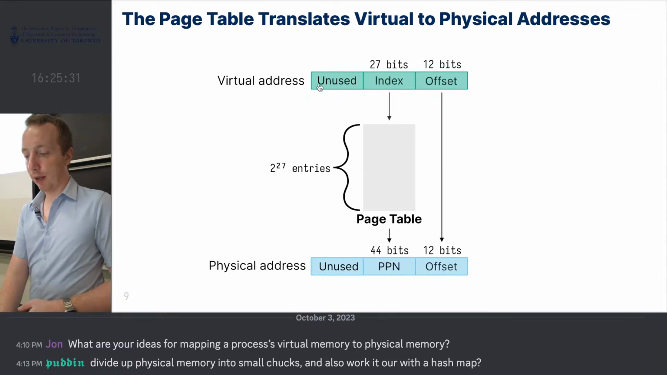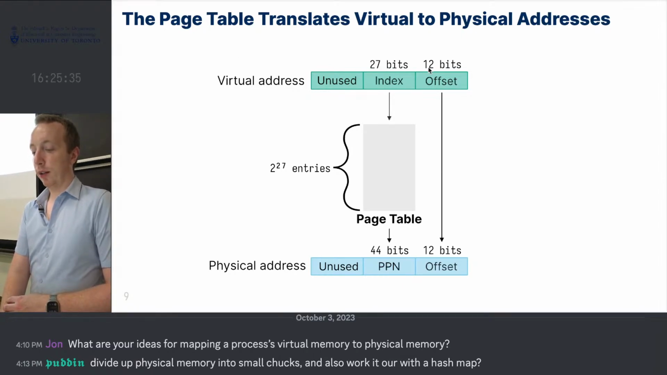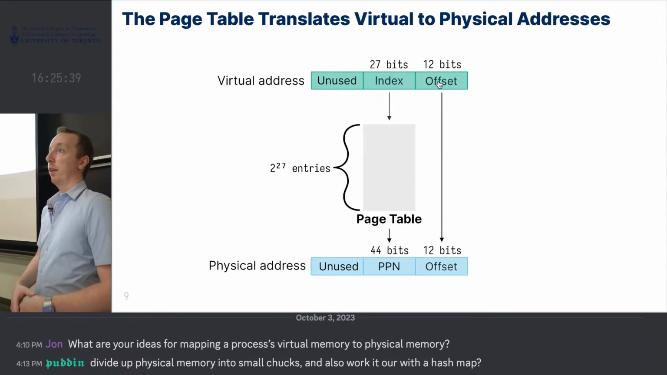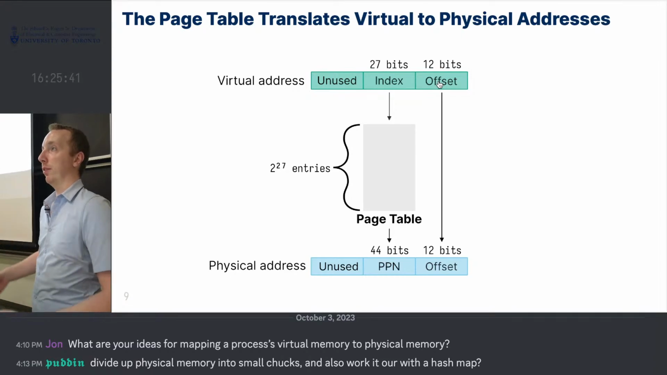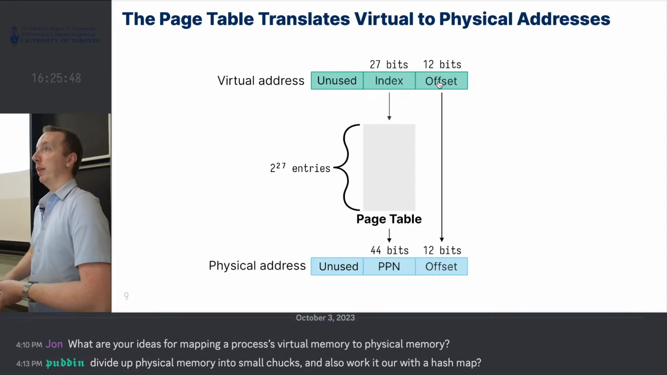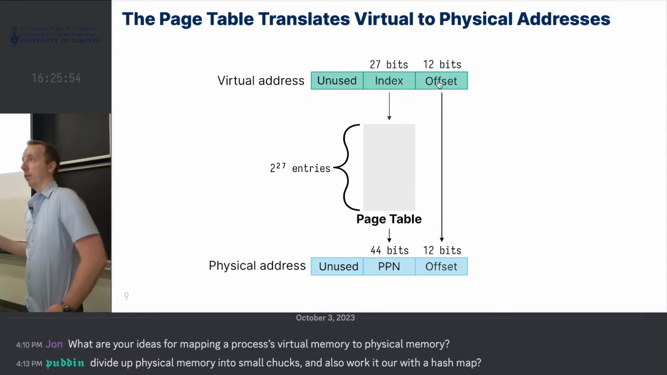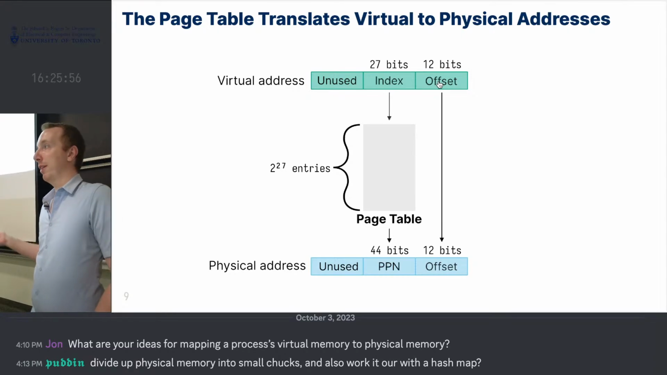So our virtual address, if it is 39 bits, well, then our offset, or where we are within a page, depends on how big our page is. So if we have a page size of 4096 bytes, well, we need 12 bits to be able to address every single byte within a page. So why is it 12 bits? Anyone want to tell me why it's 12 bits?